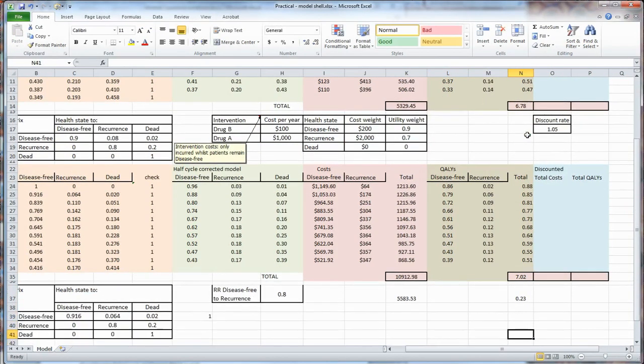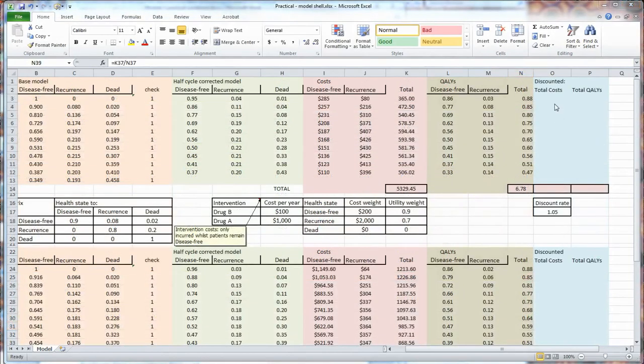So we've got a quality gain of almost a quarter of a QALY over the 10-year period per patient. And so we can estimate the ICER as the difference in costs divided by the difference in QALYs, which gives us an ICER of almost $24,000 per QALY gained.